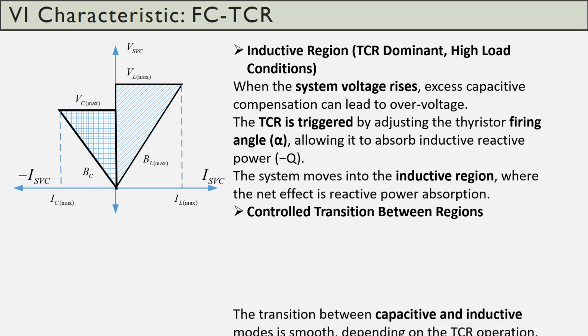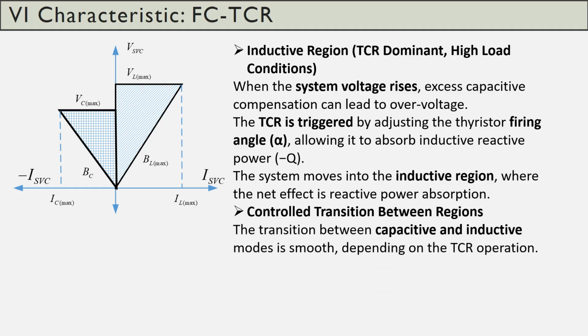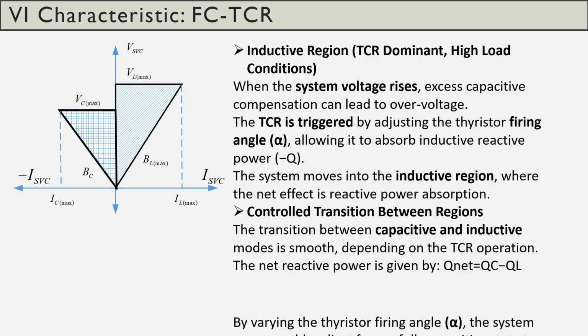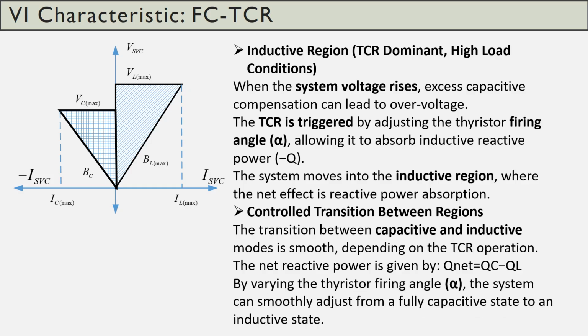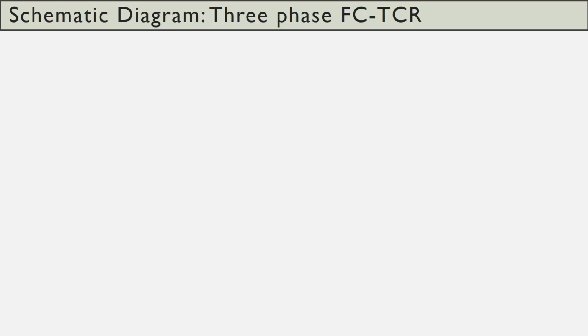In control transition between the regions, the transition between capacitive and inductive is smooth depending upon the TCR operation. The net reactive power Q net is equal to QC minus QL, and QL is the variable which is a function of firing angle alpha, which can be varied from a full capacitive state smoothly to an inductive state.